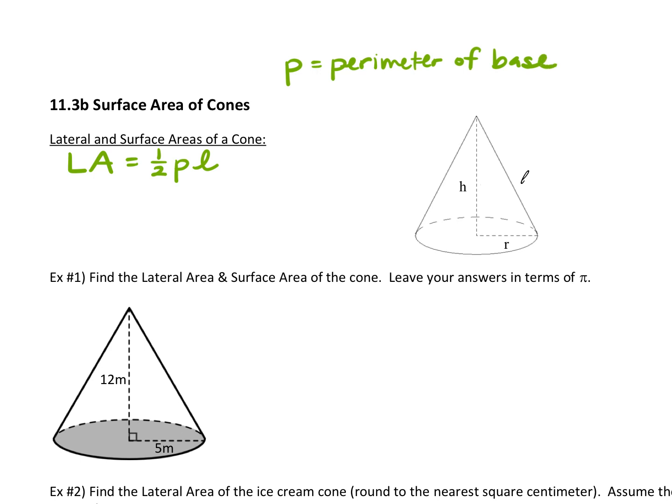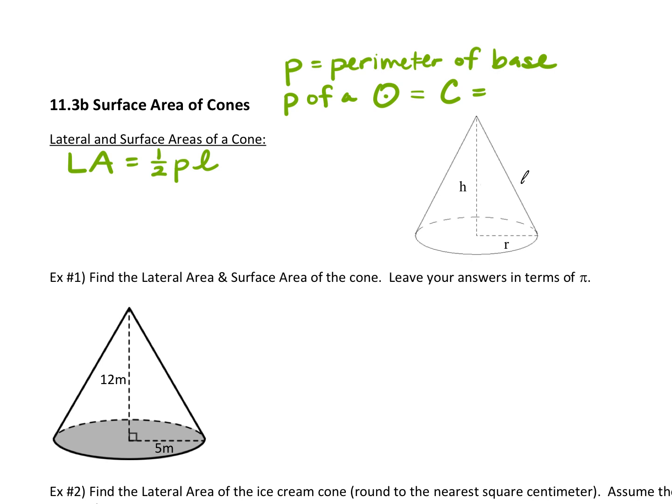Okay, now, my base is what shape? A circle, right? So really we're saying the perimeter of a circle. What's another way to say the perimeter of a circle? What's another word for that? Starts with a C. Circumference. The perimeter of a circle is circumference.